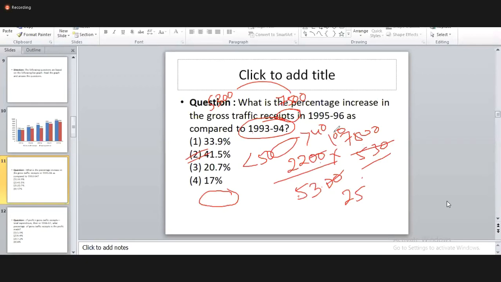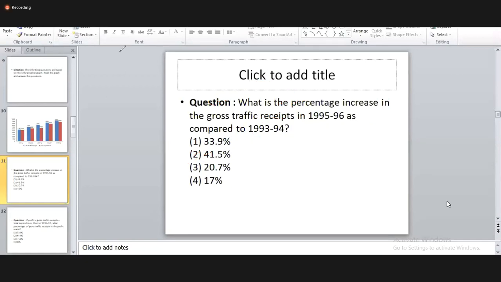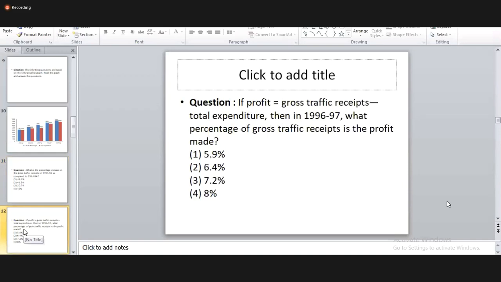Okay, but whenever you are doing data interpretation, you should have knowledge of getting the answers easily when the job is easy. Okay, you have to approximate it. Approximation is the most important thing here. Okay.